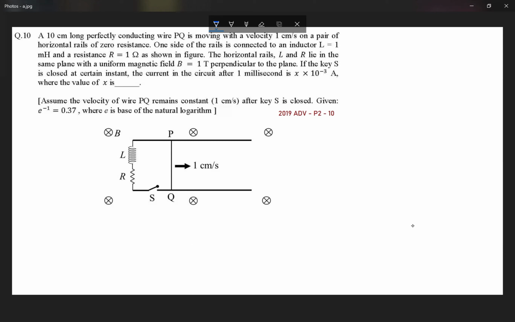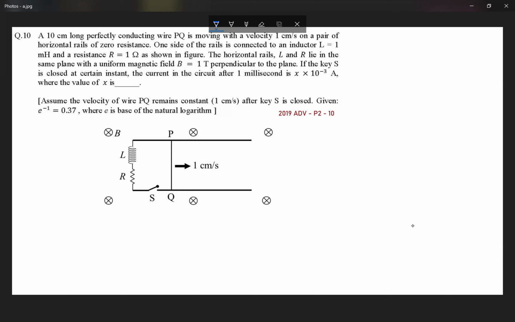So in today's class, we are going to solve all the questions from 2019 and 2018 JEE Advanced from both the papers, paper 1 and paper 2. The questions are not in any specific order, but they're only from electricity and magnetism. So here we have the first question in front of you. It's a question about magnetism. It's from 2019, paper 2, question number 10.